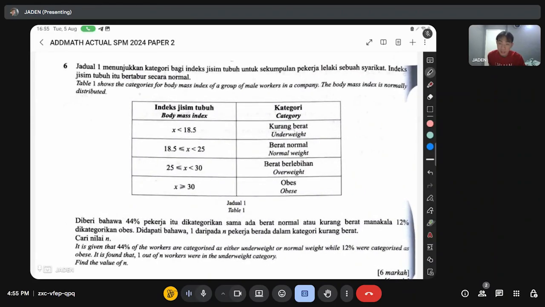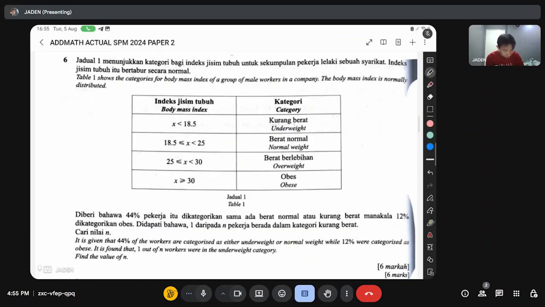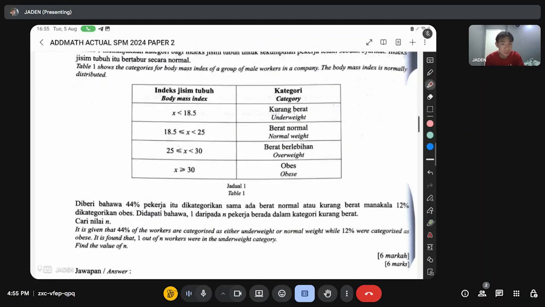Table 1 shows the categorized body mass index of a group of male workers in a company. The body mass index is normally distributed. Okay, it doesn't give us mean and standard deviation. It is given that 44% of the workers are categorized as either underweight or normal weight, while 12% were categorized as obese. It is found that 1 out of n of workers were in the underweight category. Find the value of n.